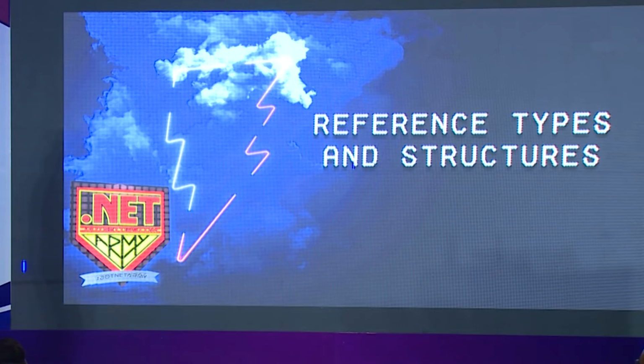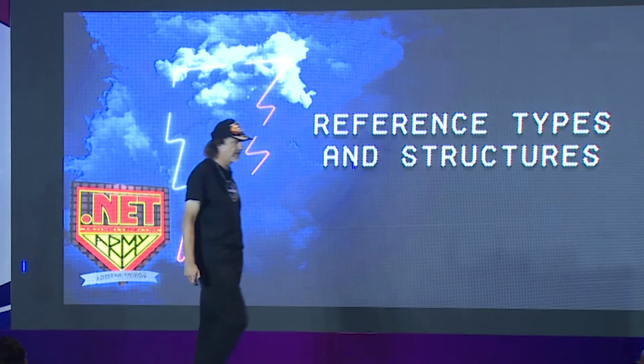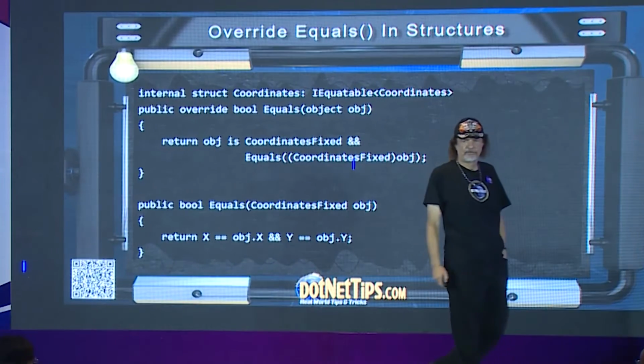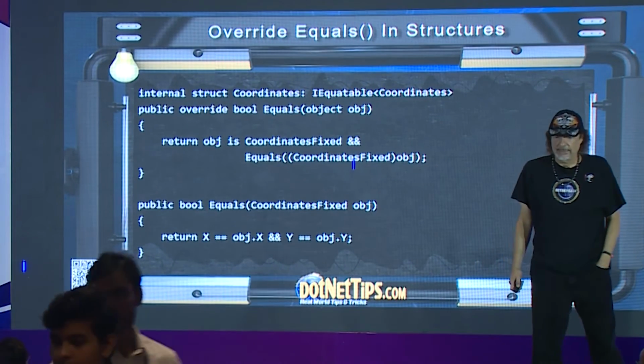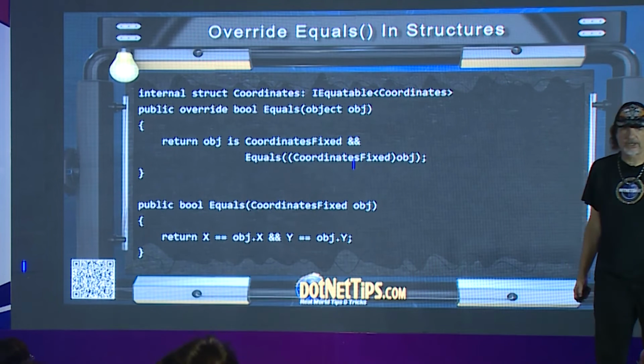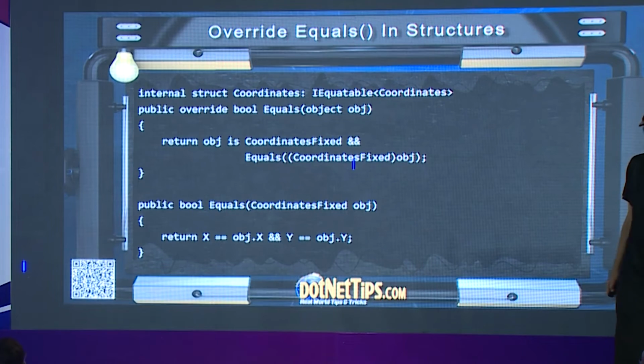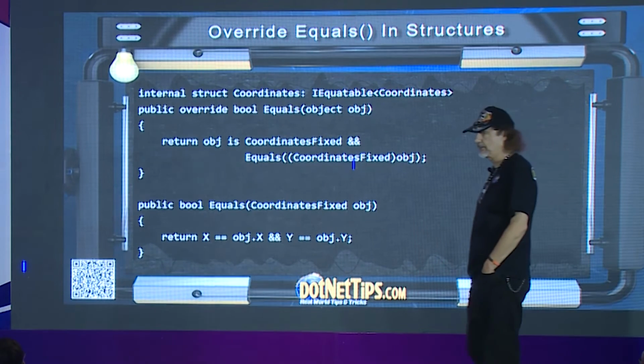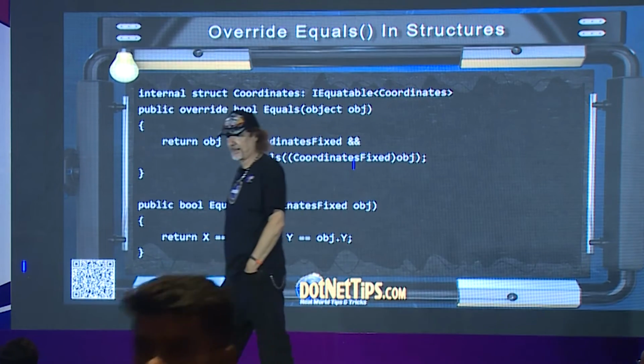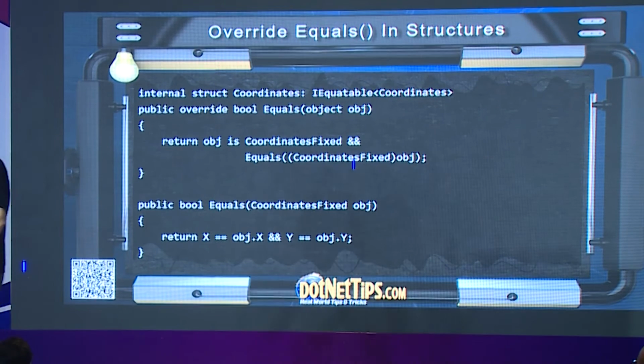Okay, so let's briefly talk about reference types and structures. There's not a ton. In structures, you should always override equals, okay? Because equals, if you don't override equals in anything, it's going to use reflection, and reflection is notoriously slow, okay? In .NET, we want to avoid reflection as much as we can, okay? Sometimes we have to use it, but we want to avoid it, okay?